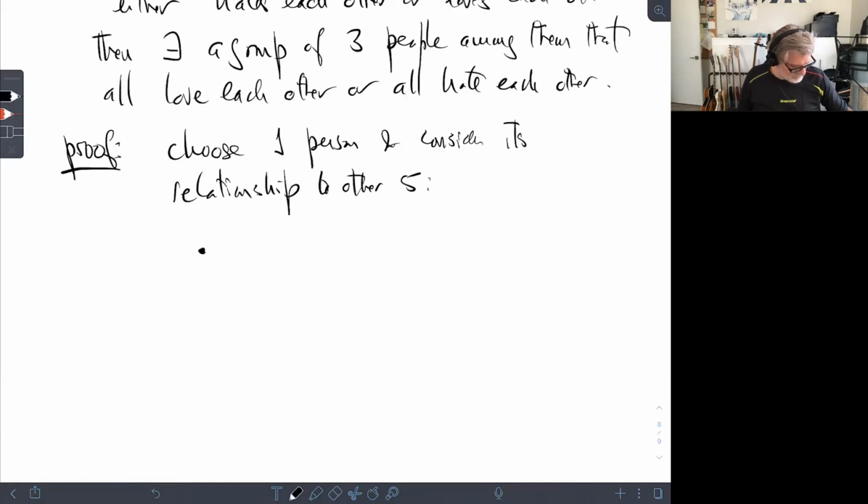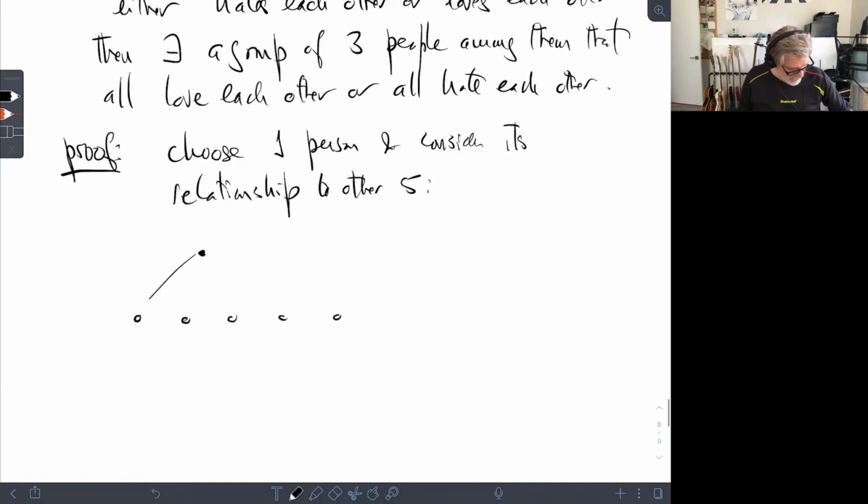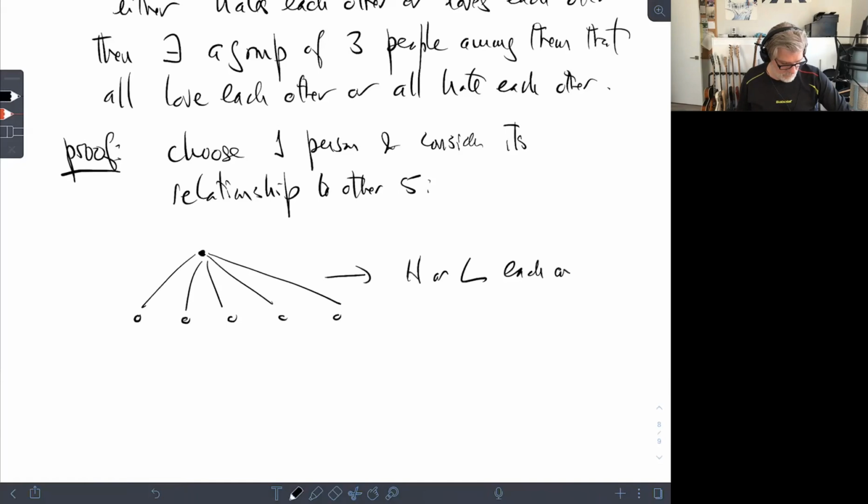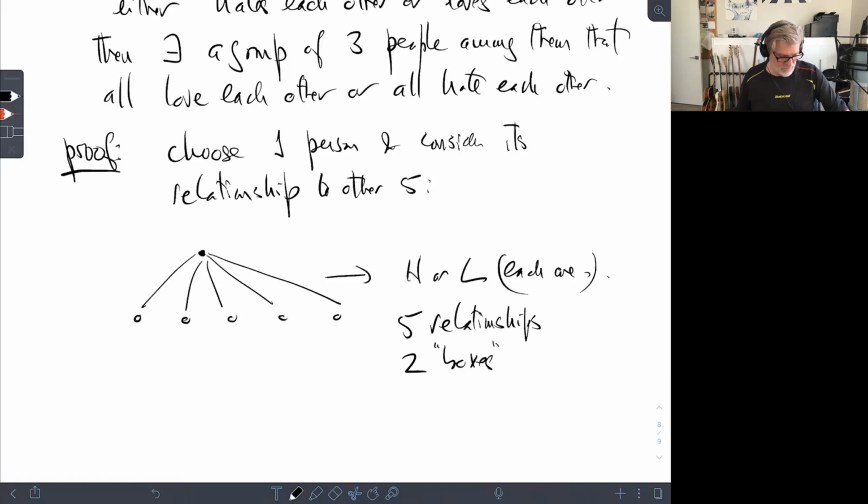Okay, so I have this person here, and there are 5 other people in the group, and you have these relationships which are either hate or love, right? So I have 5 relationships placed in 2 boxes, hate or love. What does the generalized pigeonhole principle guarantee? There's a box with at least 3, exactly, right? So there must be 3 of these which are either all hate or all love, for sure.